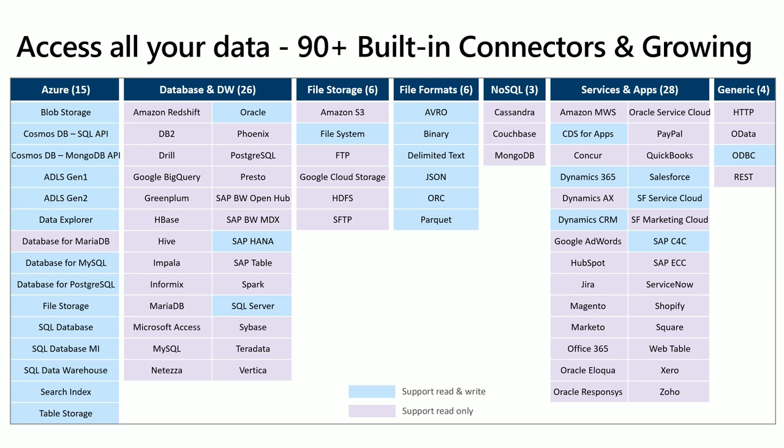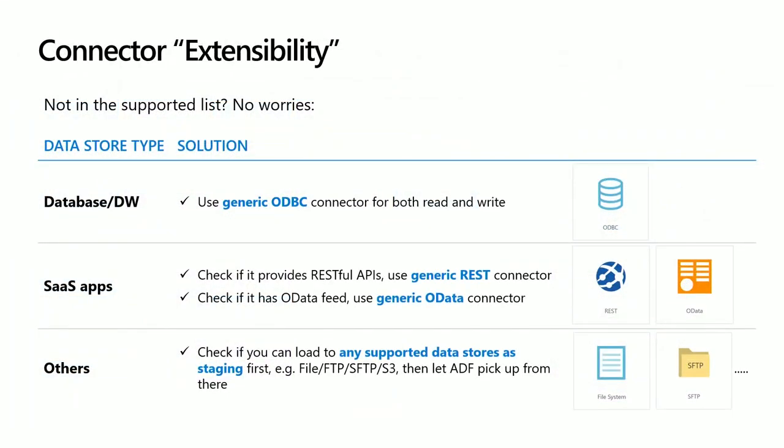We also support a rich set of formats, such as delimited text and JSON, or big data formats like Parquet and ORC. We can both parse and generate files in these formats. What if the data store you want to connect to is not in this list? It's not the end of the story. Here are the connector extensibility options that you can evaluate if you don't find your connector in the table.